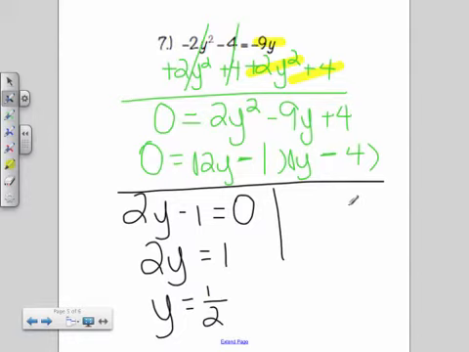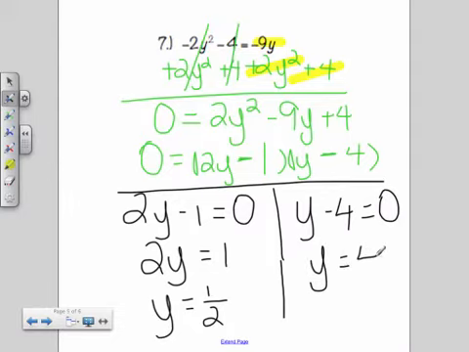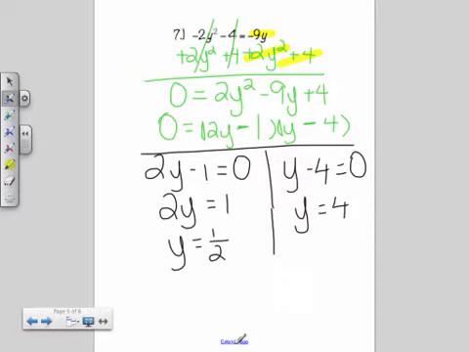I'm going to do the same thing with the second factor right here. I'm going to set it equal to 0. So I get y minus 4 equals 0, which means that y equals 4. Now that I've isolated the y in both equations, I have my answer. My answer to this question is going to be 1/2 and 4.